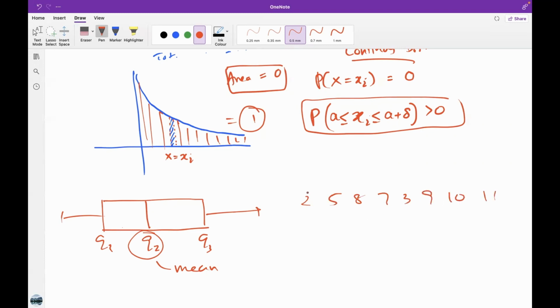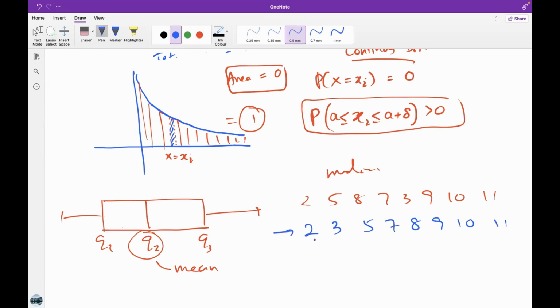If I have a set of values like this, the first thing I need to do to get the median is to order them in ascending order. So I'm going to order them. I'm going to use a blue color here. So 2, 3, 5, 7, 8, 9, 10, 11. So I ordered them in ascending order.